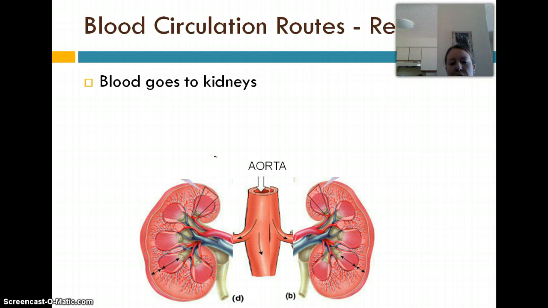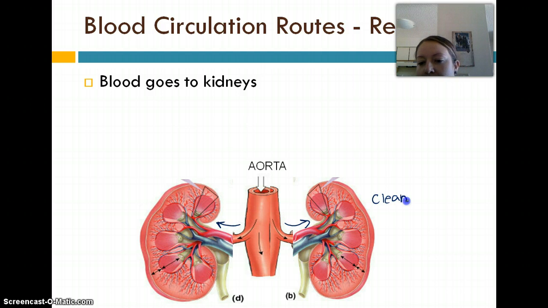And now on to a much simpler systemic circulation pathway, and that's renal. It's really simple. The aorta comes down and it branches off into two arteries here, one for each kidney, called the renal arteries. It's just blood simply going into the kidney. Once it's into the kidney, it'll get filtered.